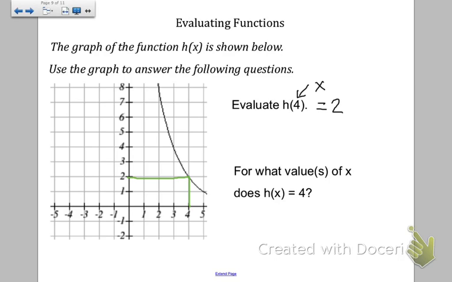The next question asks us for what values of x does h of x equal 4. So remember, we don't know our x, that's what we're trying to figure out, but we know that our y value is 4. So this time let's start at a y of 4, follow it over to the graph, and then we're going to go down. So that means that our x value that we're after is 3.